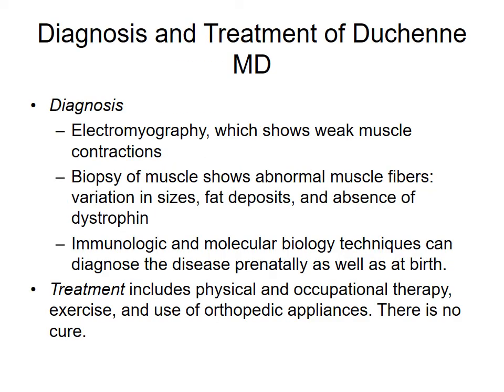It's diagnosed using electromyography, which looks at the electrical contractions of muscle. A muscle biopsy would show abnormalities in the muscle fibers. And you can also do genetic testing before birth as well as after birth. Treatment would include physical and occupational therapy, use of orthopedic appliances, and eventually probably a wheelchair. There is no cure.